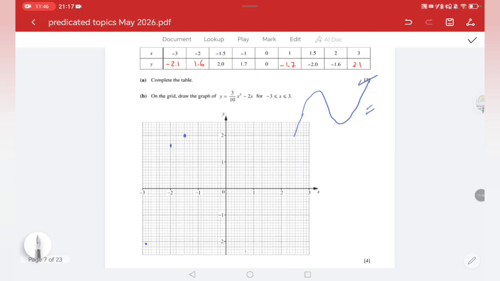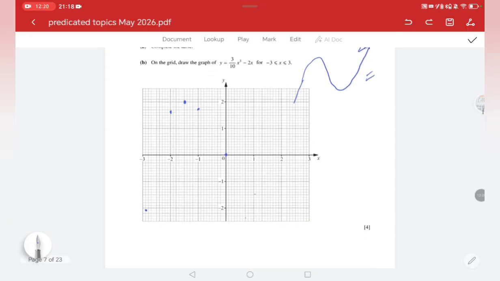Okay, -1.5 and 2, so it's here. Then -1 and 1.7, it should be here. And what else? 0, 0 should be here. Then 1 and -1.7. So this is 1. This one 1.5, -1.5.